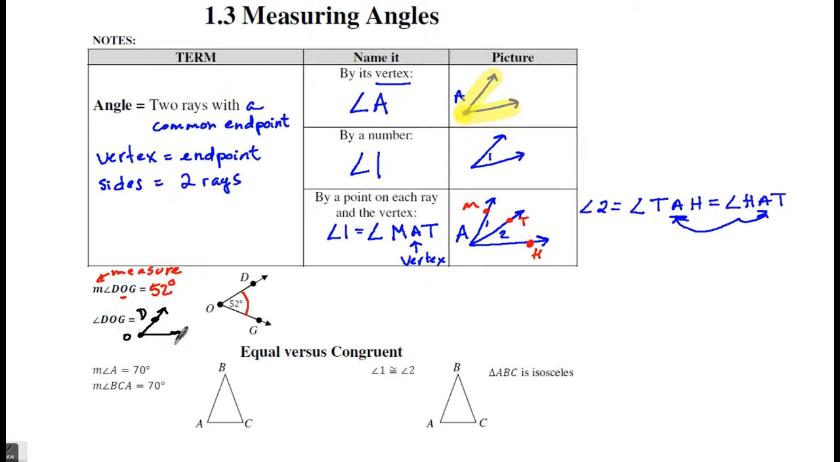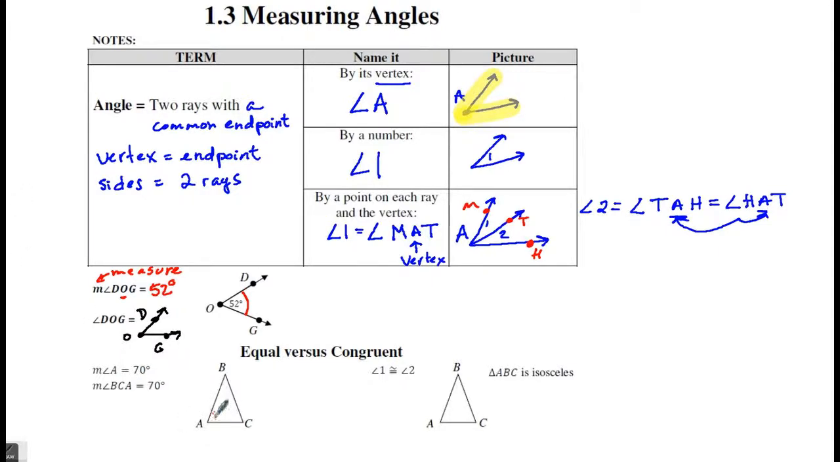Okay, moving on. Let's go ahead and look at equal versus congruent. We talked about this last time in 1.2 on segments. So equal has a value. If we look at this triangle, it says the measurement of angle A. So they're talking about this angle right here. This angle right here is 70 degrees.